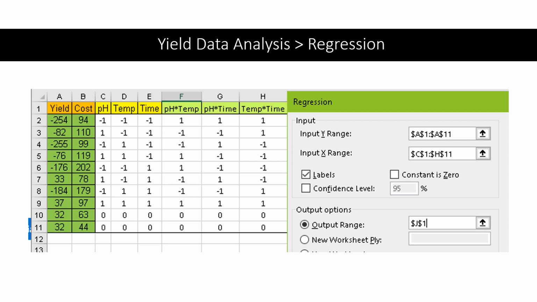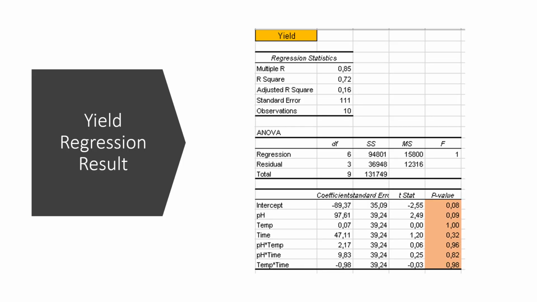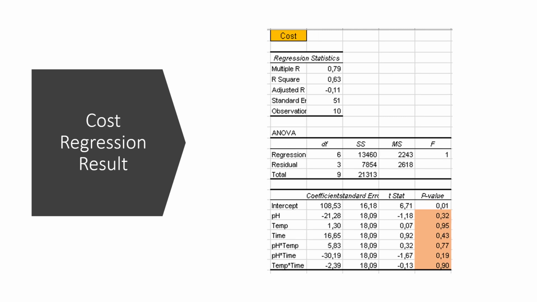We now use Excel data analysis regression to analyze yield. And the result in sheet factorial is: our square is not so good, 0.72, and all p-values are above 0.05, so this model is not acceptable. We now do the same regression analysis for cost. Our square is not good either, 0.63, and all p-values are above 0.05, so this model for cost is not acceptable either.